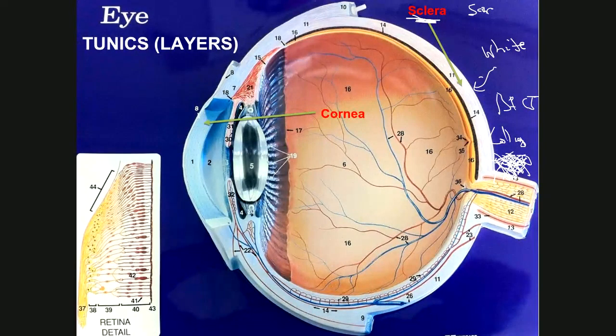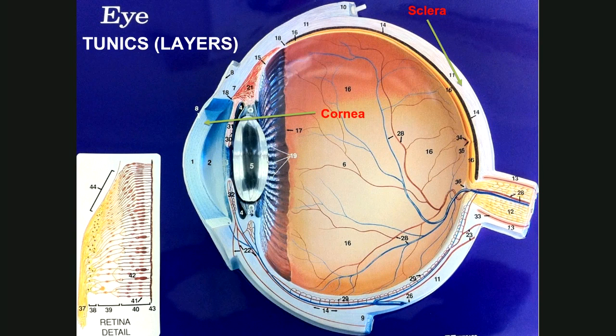But this is it. It goes all the way around, except in the very, very front. It's the white part of your eye. But in the front of your eye, we also have fibrous connective tissue. This part, though, is clear.